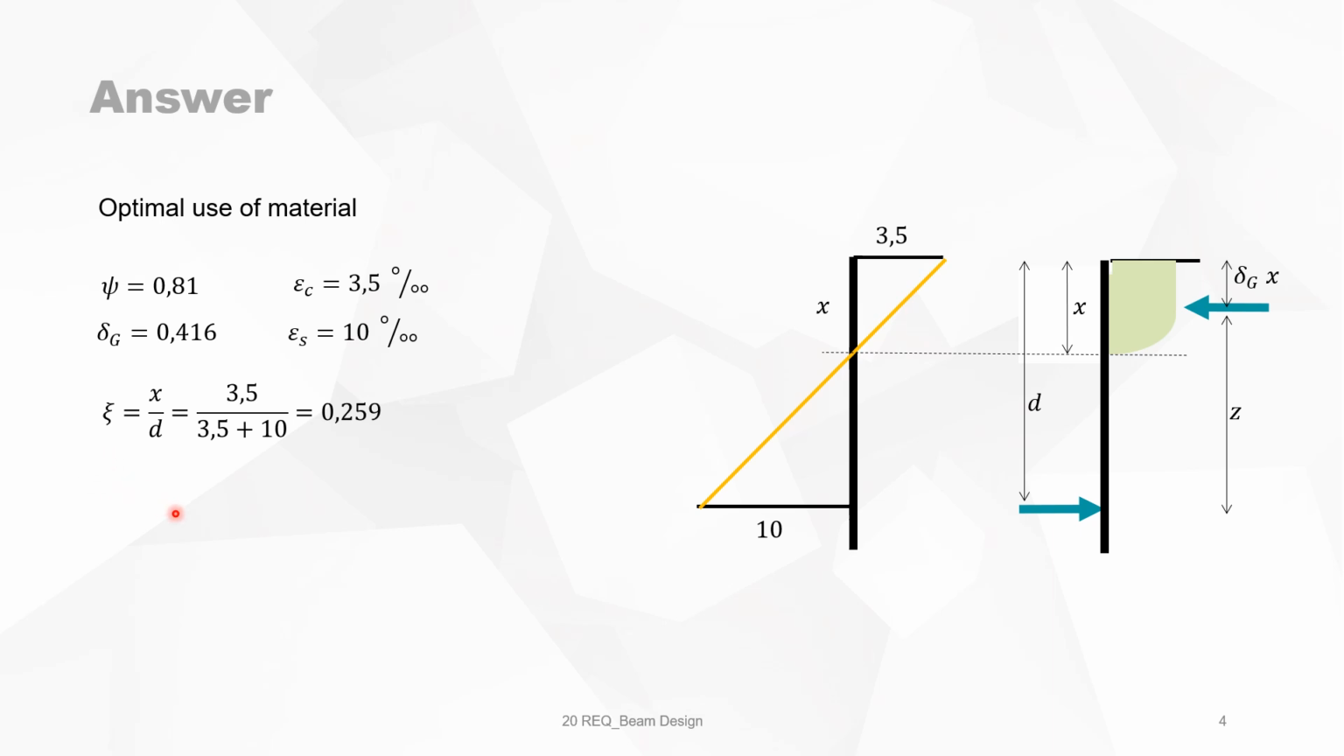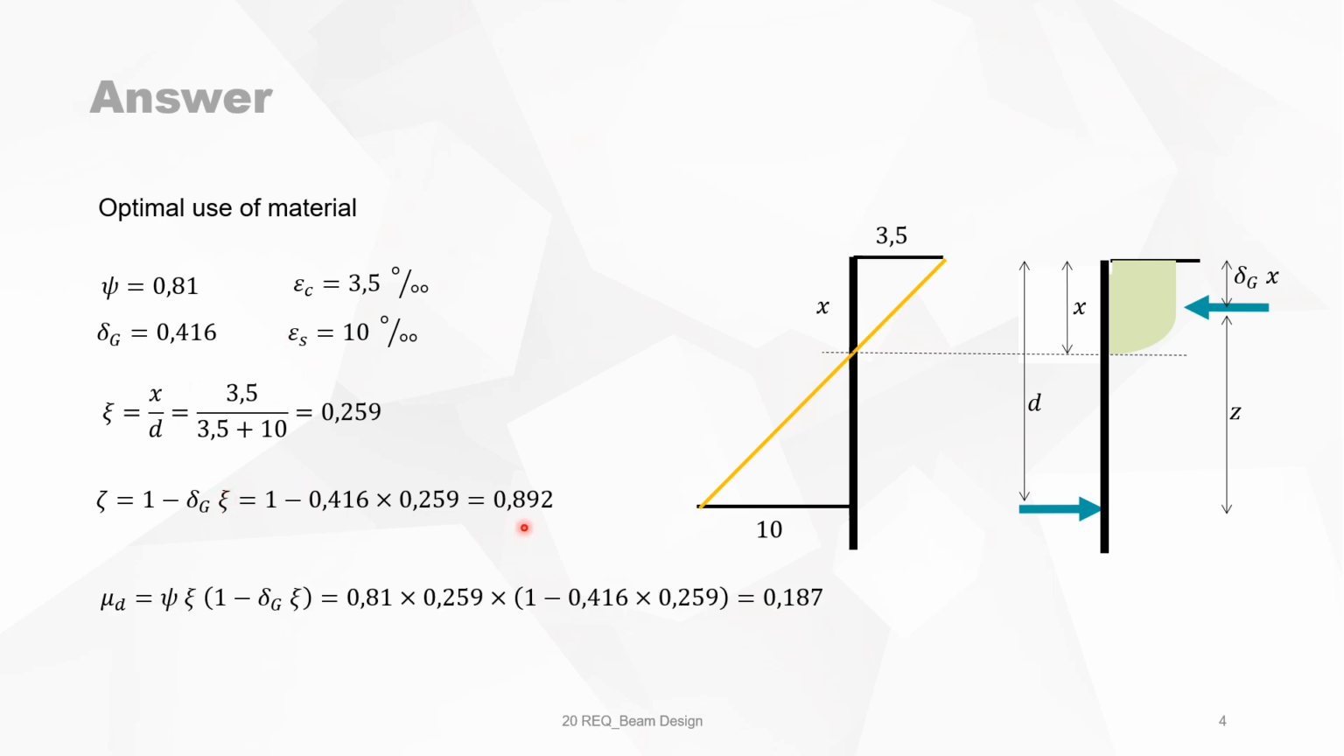And then Xi is x over d. We can find it easily with similar triangles. So it is 0.259. Then zeta, the lever arm, is of course (d minus delta G times x) divided by d, which gives 1 minus delta G times Xi. You can fill in the numbers, and we find 0.892. And rotation equilibrium around the tensile reinforcement gives you the value of 0.187.